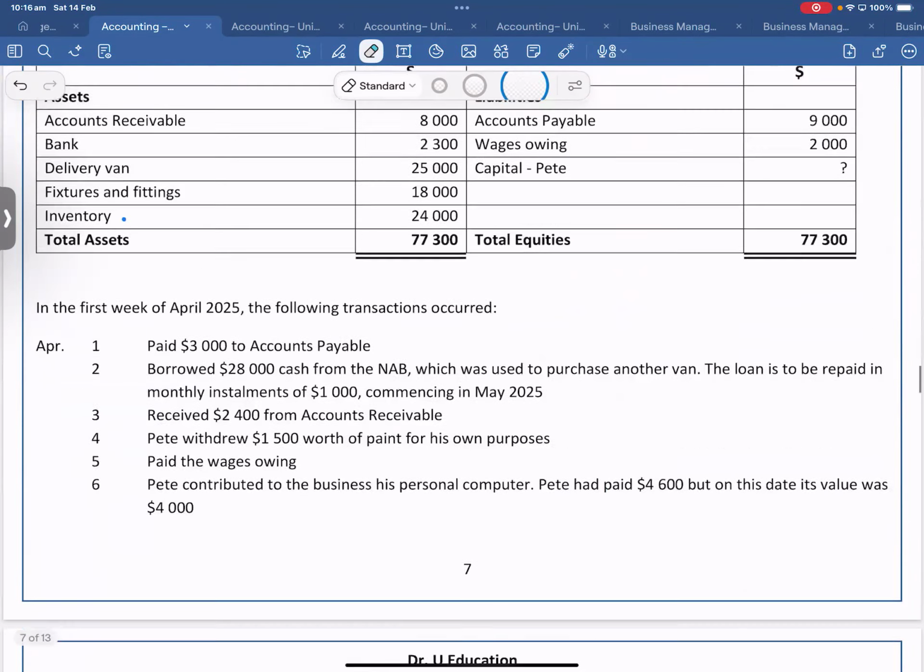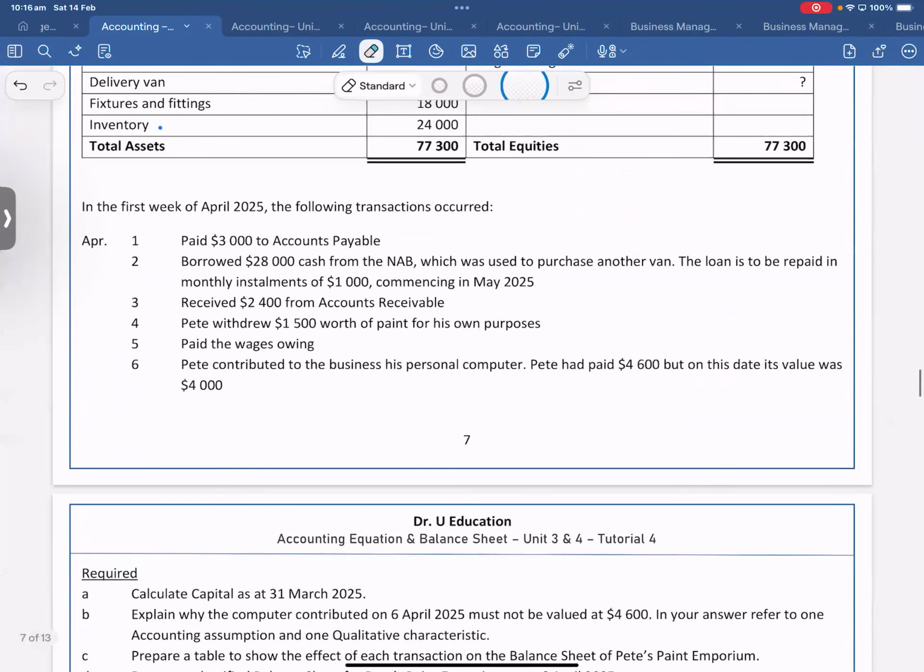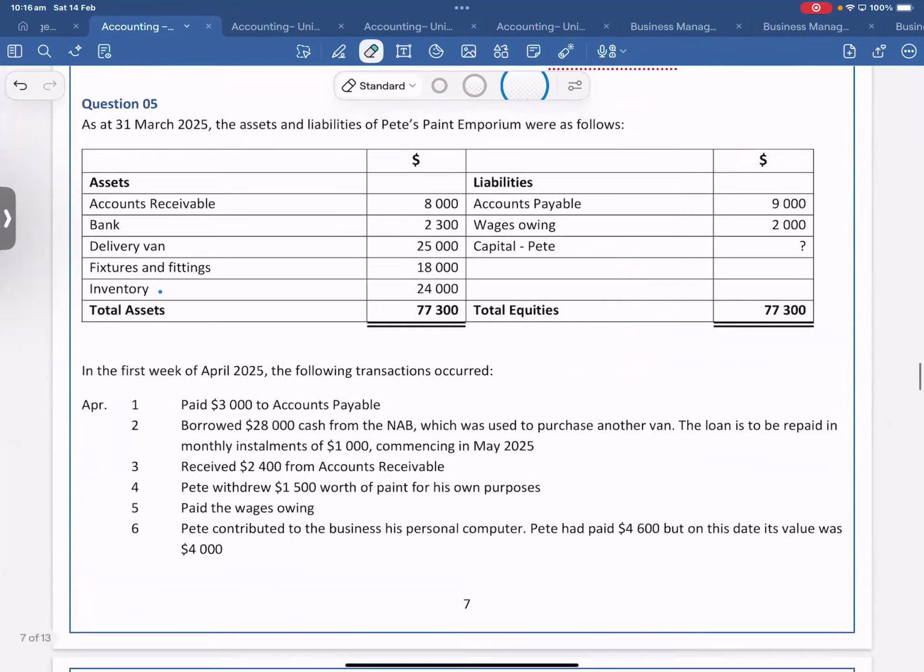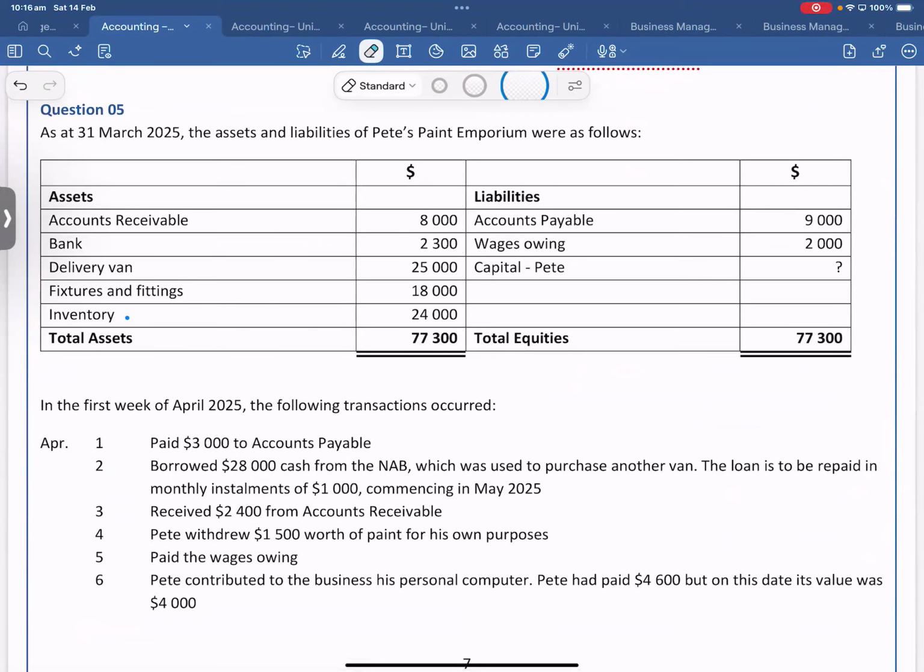Now, have a look at what we have to do. Firstly, we need to calculate the capital, right? Now, what have you been given? The balance sheet as of 31st March 25. And then in the first week of April, that means immediately after 31st March, the items will become the items as of 1st of April.